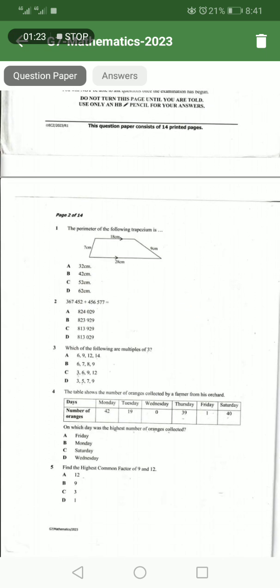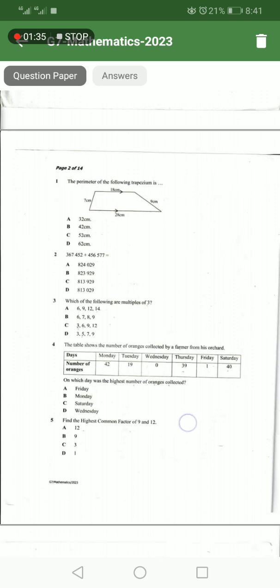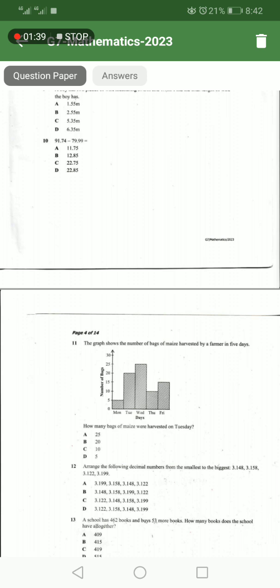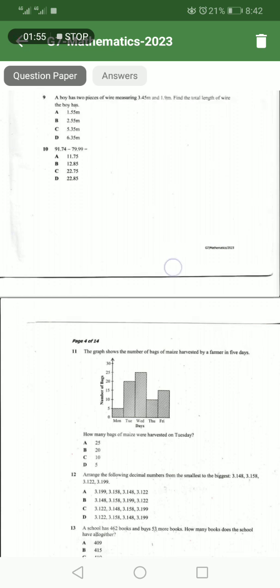Number one, question one, the perimeter of the following trapezium is. So this question is talking about the concept of calculating the perimeter of a given shape. Then this other question, let's say, question 11. The graph shows the number of bags of maize harvested by a farmer in 5 days. This one is talking about a graph, you understanding a graph and answering questions that follow. So perimeter and the graph.